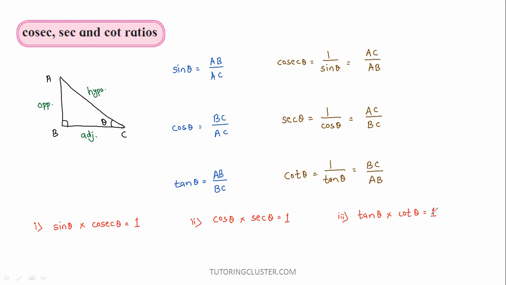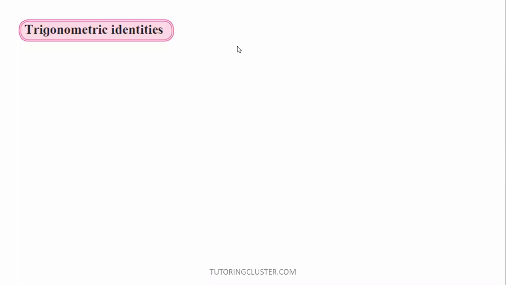Okay, so these are three more trigonometric ratios we have defined here. Right, so hope you can pause the video and note down all these 6 trigonometric ratios. So basically we are having how many? Total 6 trigonometric ratios. Now, what are trigonometric identities? So we have 3 trigonometric identities which we are going to define now.